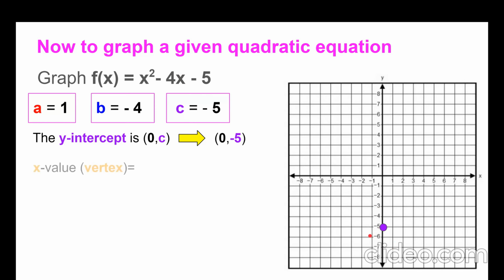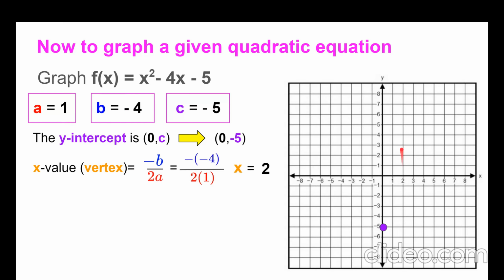Now, what about the x value of the vertex? Well, it has a formula: negative b over 2a. We have to remember this one. So technically, you're going to flip the sign of the negative 4. It's going to become a positive 4, negative times negative is a positive. And you're going to take twice the value of a, so 2 times a is 2. So what is 4 divided by 2? Well, it's equal to 2.